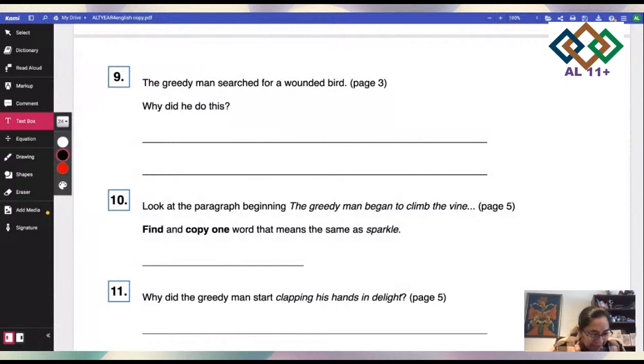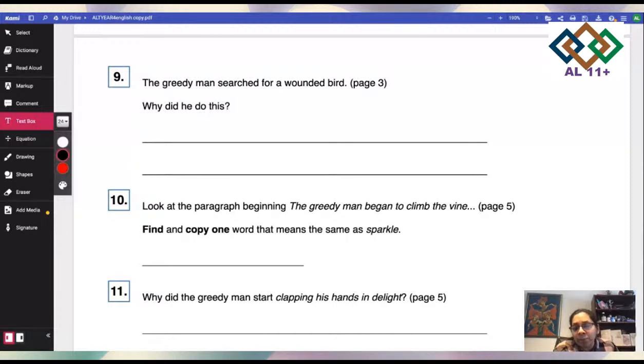To hurt it. No. But what did the bird give the farmer? Think about that. What had the bird given the farmer, what the greedy man wanted? That was the reason he was looking for the bird. He didn't want to hurt the bird. He was just looking for the bird because he wanted to get richer than the farmer.